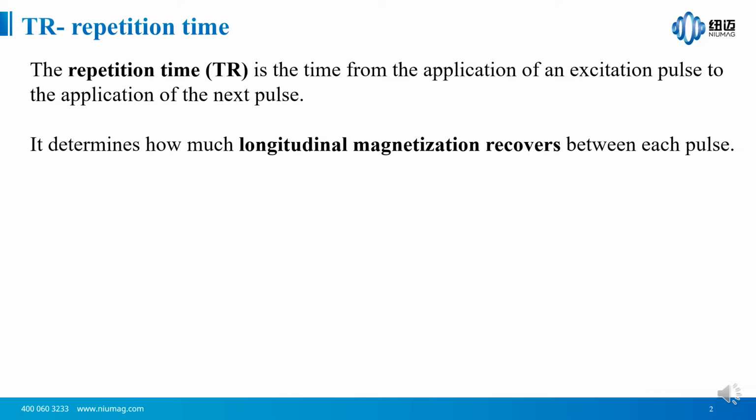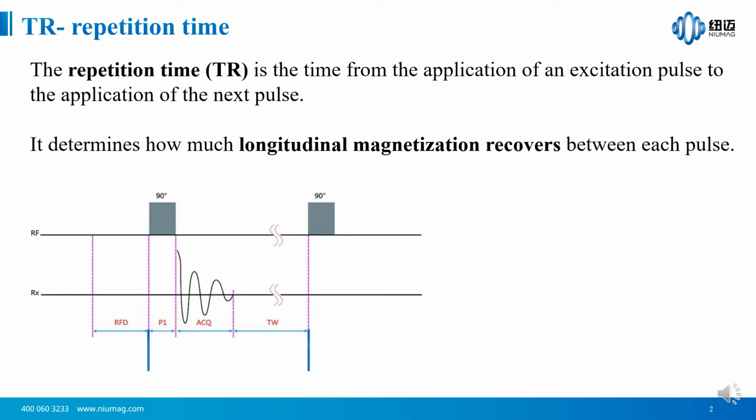Okay, let's go with a hard pulse FID sequence. In this sequence, TR equals P1, the pulse width, plus ACQ, the sampling time, plus TW, the waiting time after sampling. This is TR.